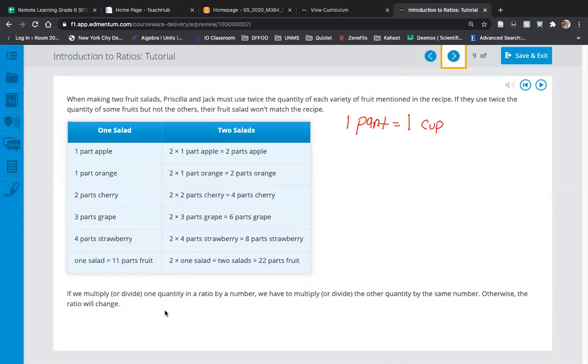Now, if she wants to double the recipe, basically all you have to do is just double the individual parts, right? So we doubled the apples, so now we have 2 cups of apples. We doubled the cherries, now we have 4 cups of cherries. We doubled the strawberries, now we have 8 cups of strawberries. So that's how doubling a recipe works, that's how doubling a ratio works. You have to double all of the components of the ratio, right?